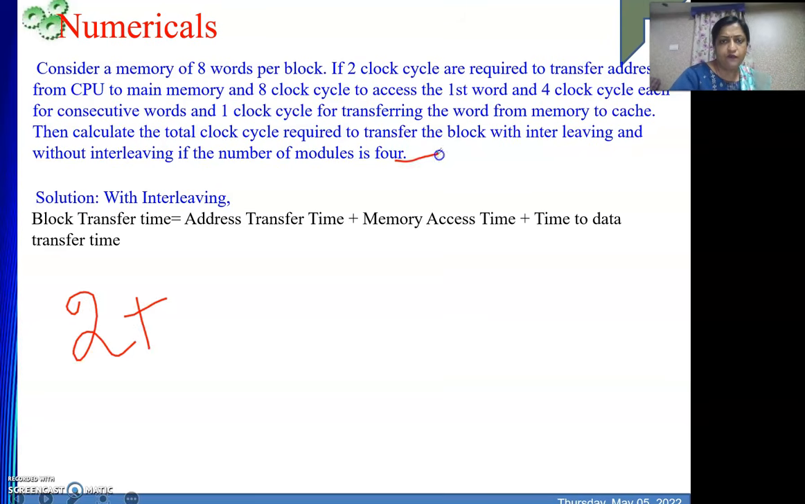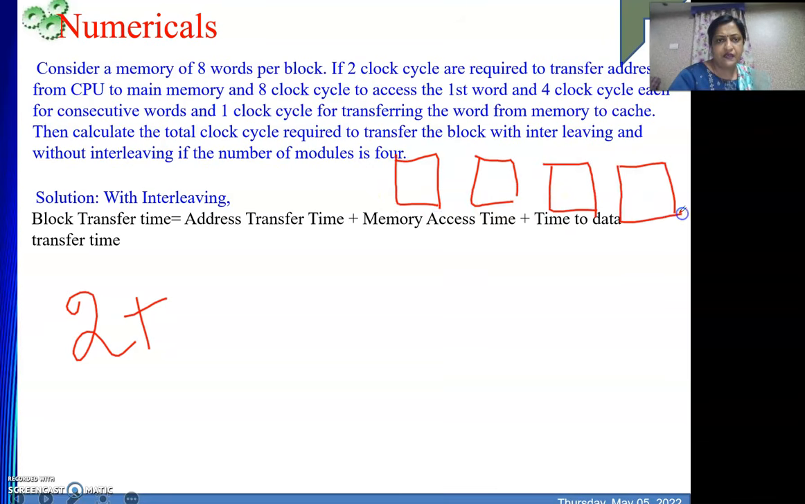Then we have 4 memory modules according to the question. They say 8 clock cycles are required to get the first word from the modules. So at the end of 8 clock cycles, how many words will come from memory? Total 4. Each of them will give me 1 and all are working in parallel. So after a gap of 8 clock cycles, there will be 4 words coming from the modules. They will be there in their buffer registers.